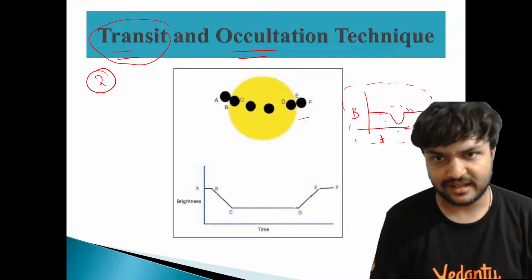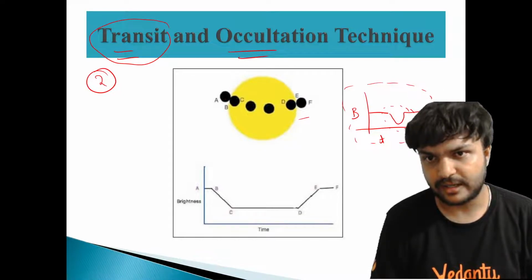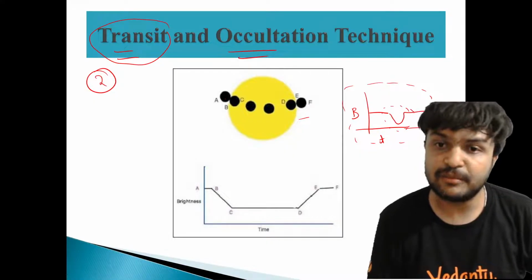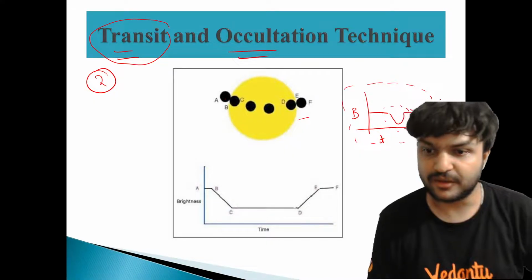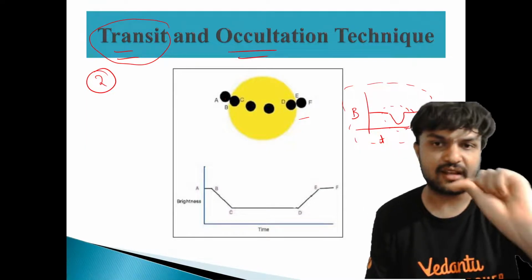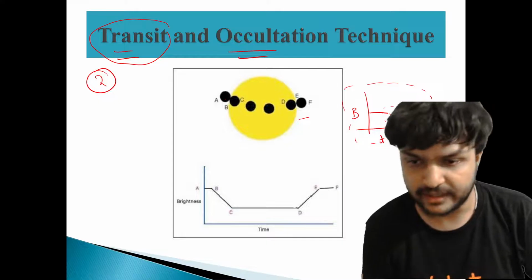The graph will show you this particular dip, so you can say it is transiting. After that, for verification, you can measure the occultation. You can measure the occultation for verification purposes, but initially we use the transit technique to detect the exoplanet in the first place, Hardik.